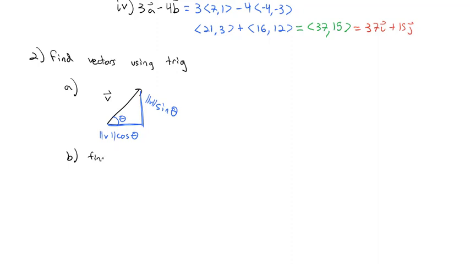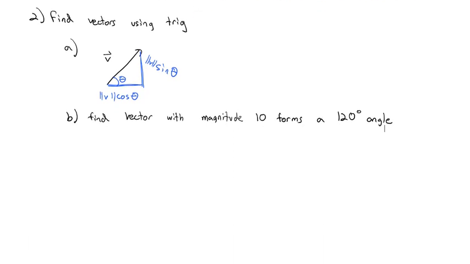And in this way, we can now find the vector with magnitude 10 that forms a 120-degree angle. Because the x component is the magnitude of 10 times the cosine of the angle, and the y component is the magnitude of 10 times the sine of the angle. Well, we need to know what the sine and cosine of 120 is.